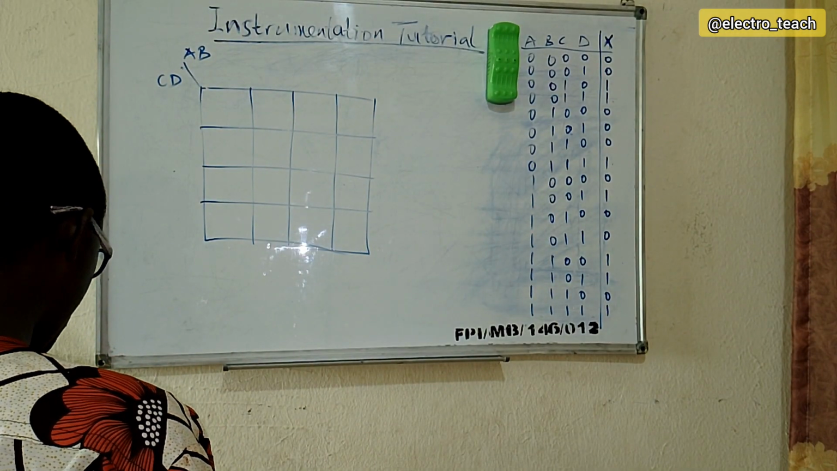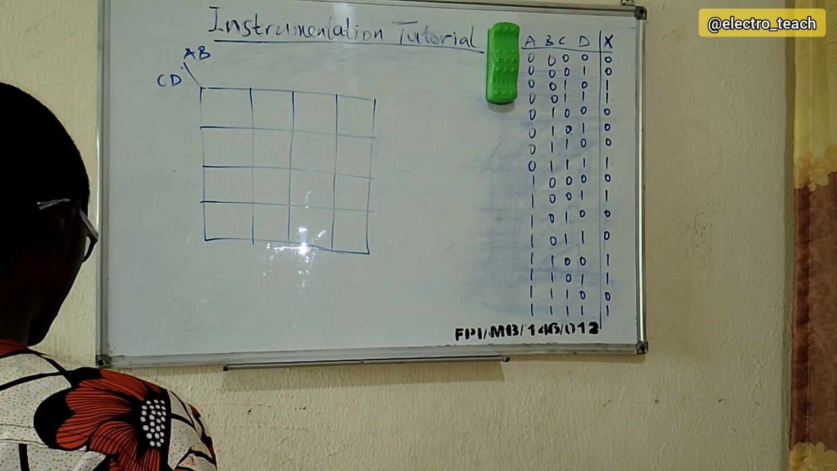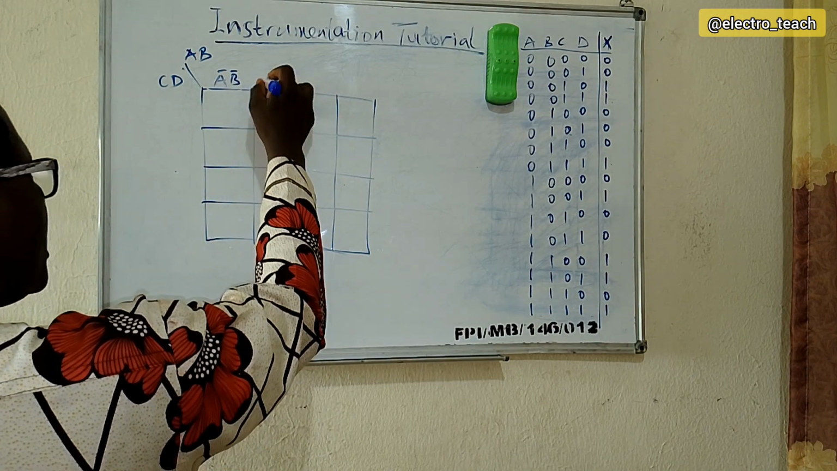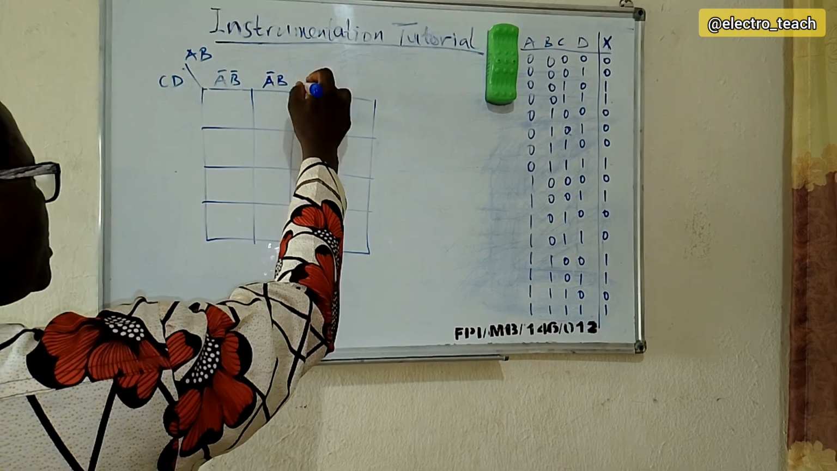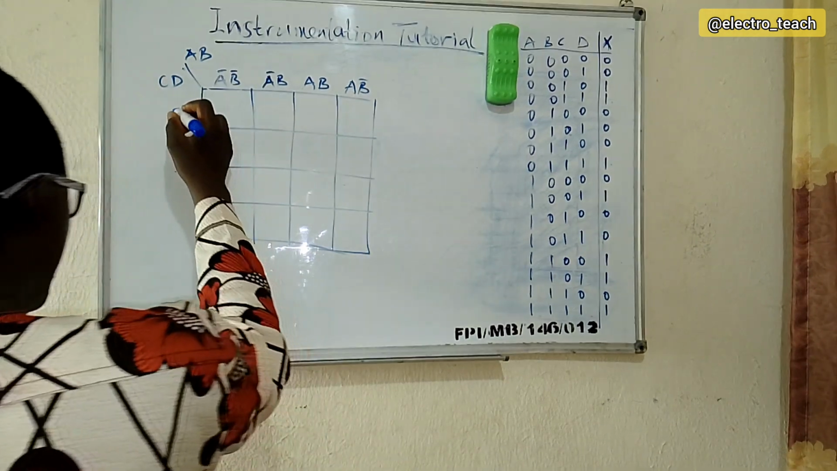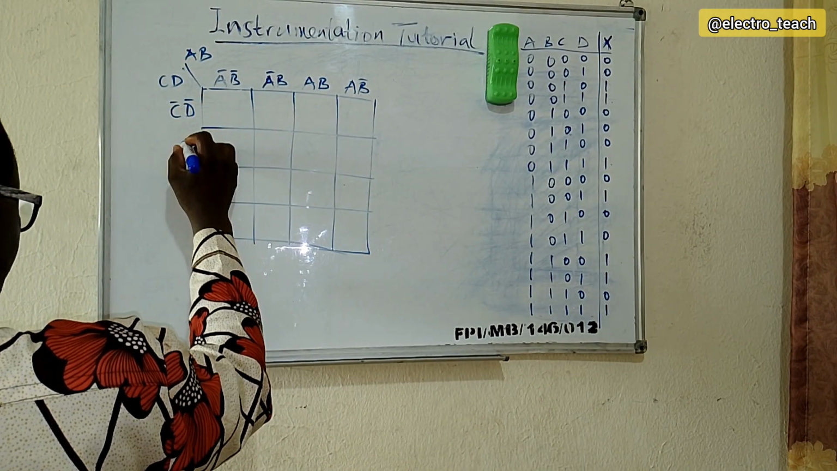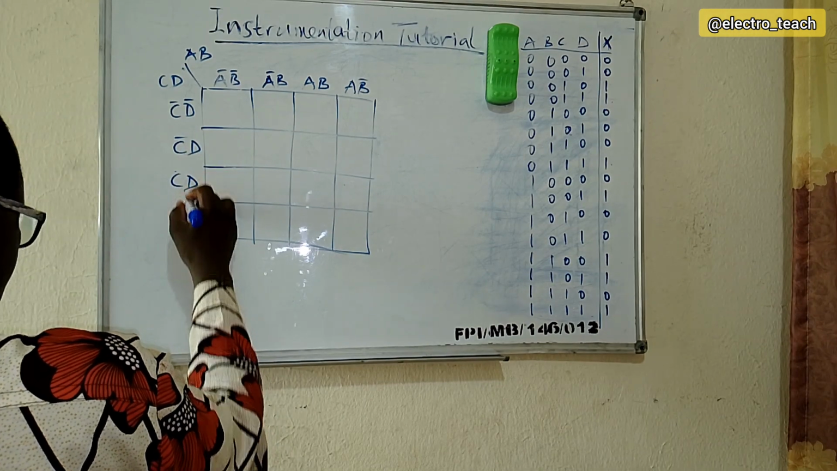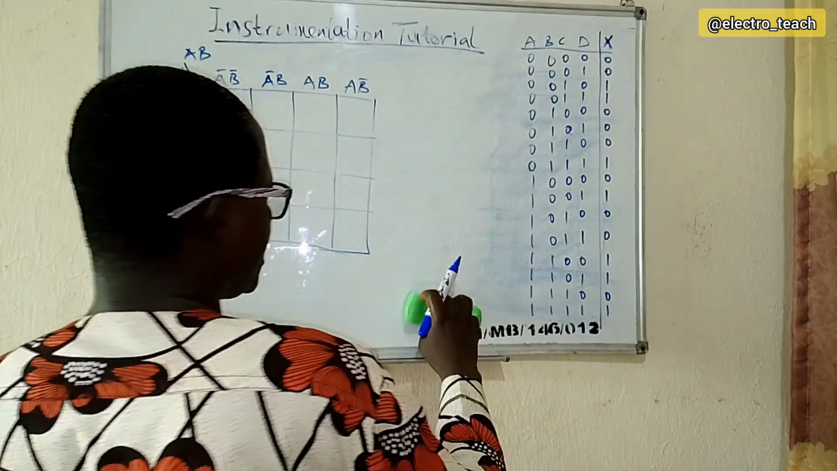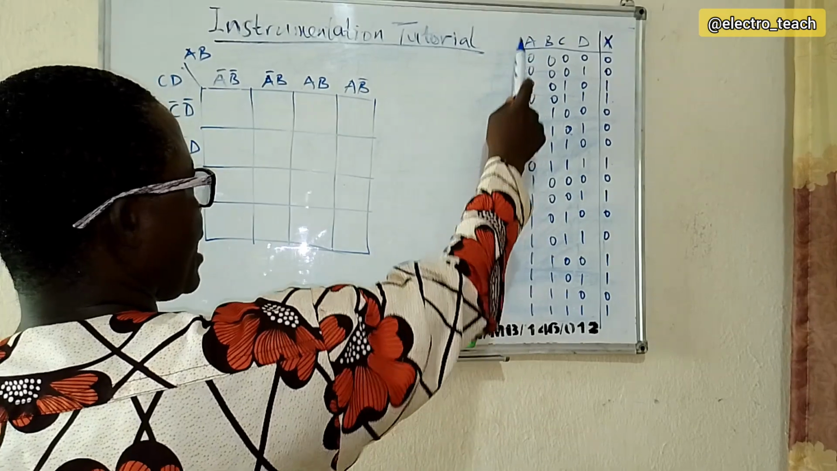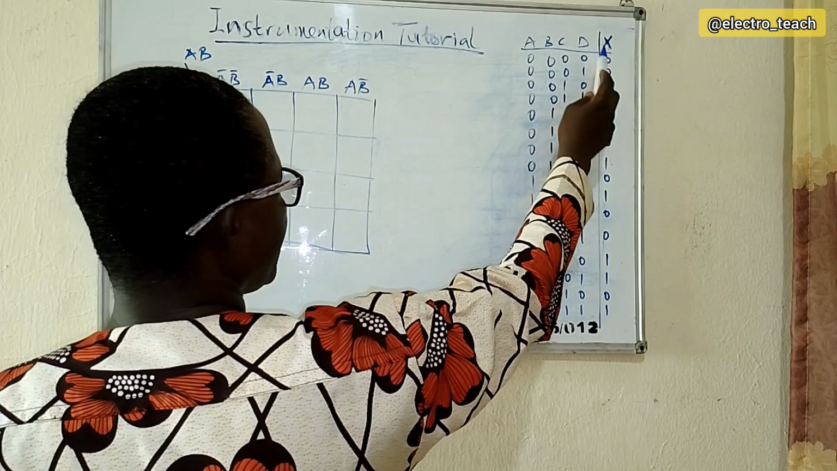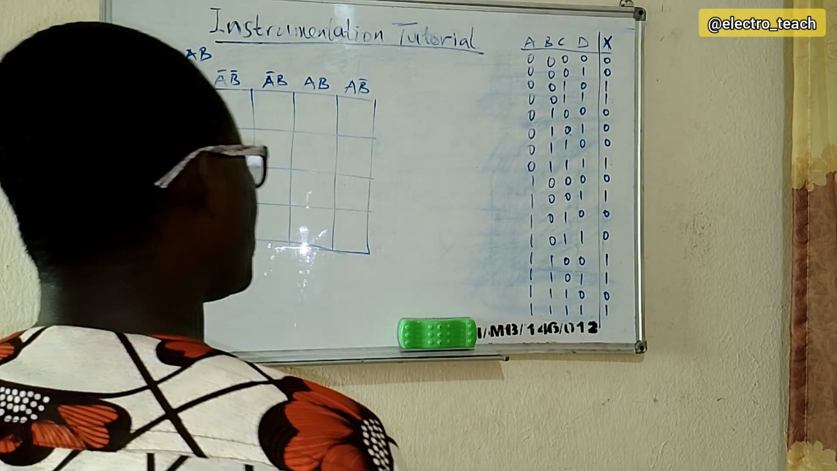You follow along with me. Okay, let's label this one first. A bar B bar, A bar B, A B, A B bar. Then also here we have C bar D bar, C bar D, C D, then C D bar. So we are going to look at anyone that is 0, it means that letter carries a bar. Anyone that is 1, that letter doesn't carry a bar. Here we have A bar, B bar, C bar, D bar, and this is X bar also. Alright?